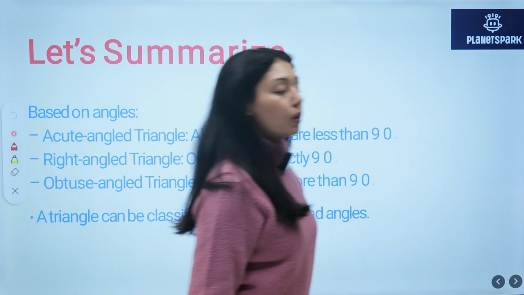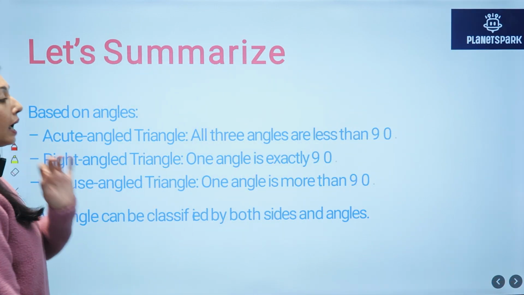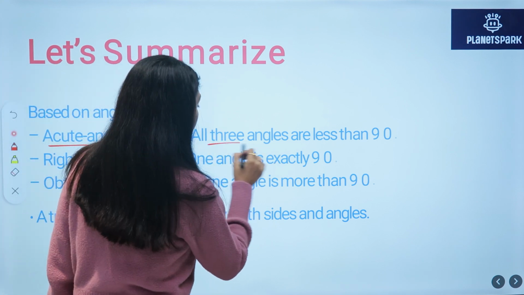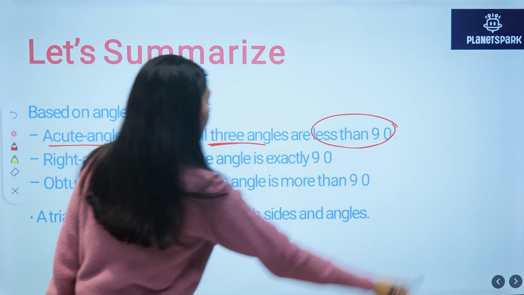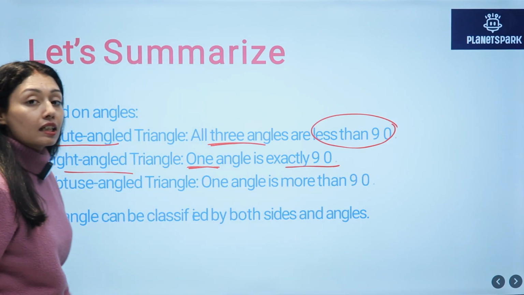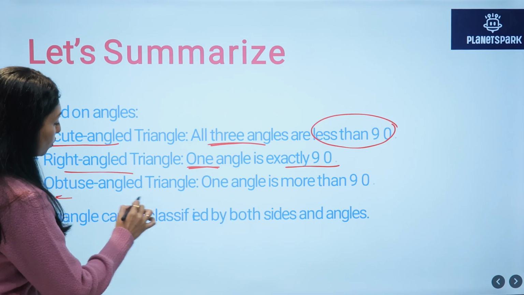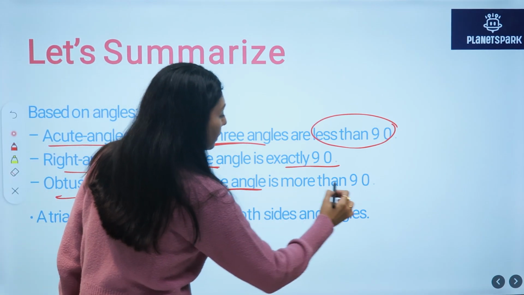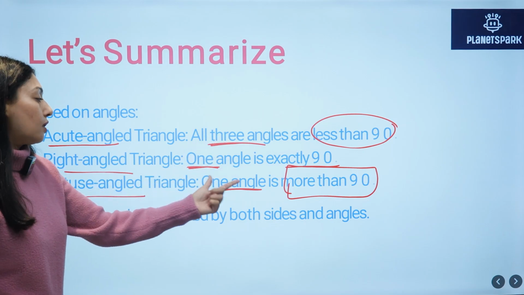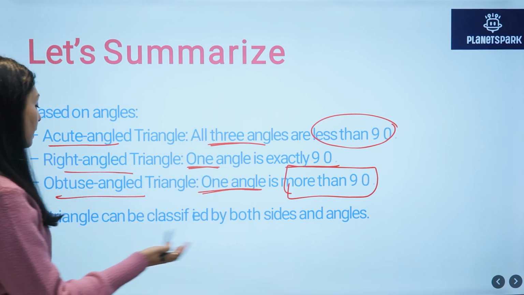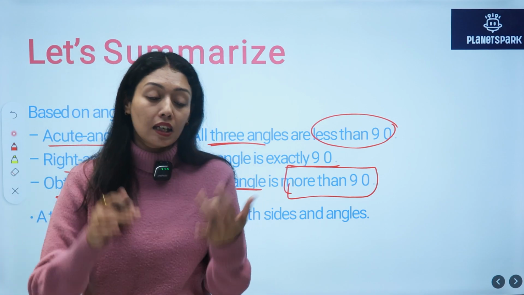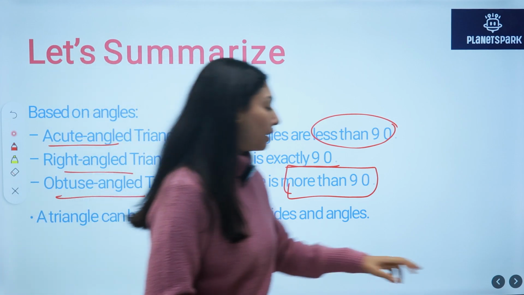Next classification we did on the basis of angles, everybody, angle measures. So acute angle triangle, where all three angles will be less than 90 degree. Then right angle triangle, one angle is exactly 90 degree. Then obtuse angle triangle, one angle is more than 90 degree, right? Just be careful about these, not all the angles, just one angle. And we just understood that triangles can be classified based on both, everybody, sides as well as the angles.